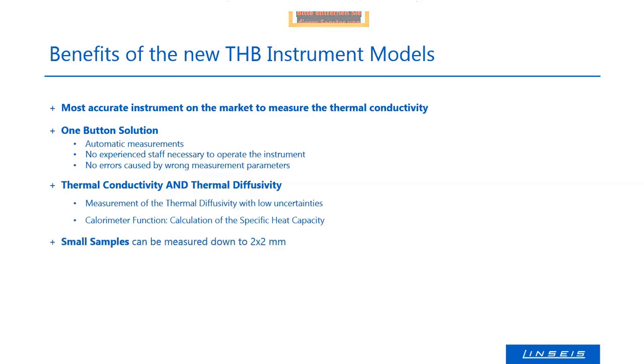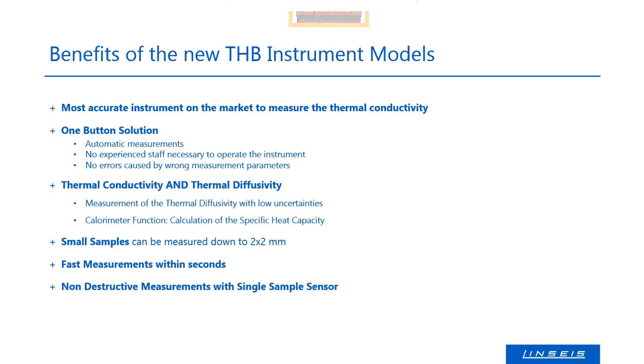We can measure small samples. That's also a benefit of this method. The smallest possible sample is 2 by 2 millimeters. And I don't know another instrument on the market which can measure such small samples. Then the measurement you have seen is quite fast. It's within seconds, below 1 minute.